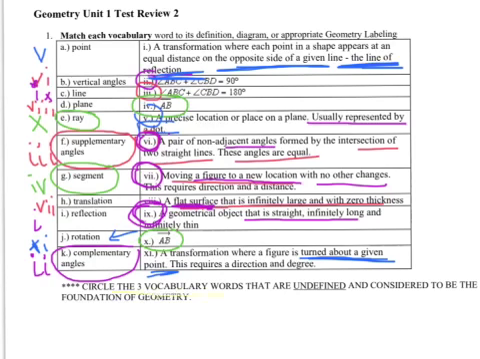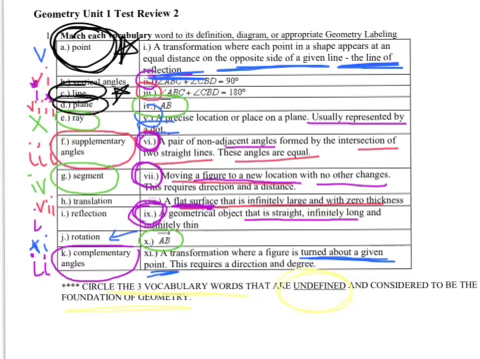The last thing they wanted us to do was circle the 3 vocabulary words that are considered undefined, and they are the foundation of geometry. So the ones that are undefined, I'm going to circle in black real quickly. The ones that are undefined were point, a line, and a plane. Those 3 are the ones that are considered undefined, and the others all come from those.